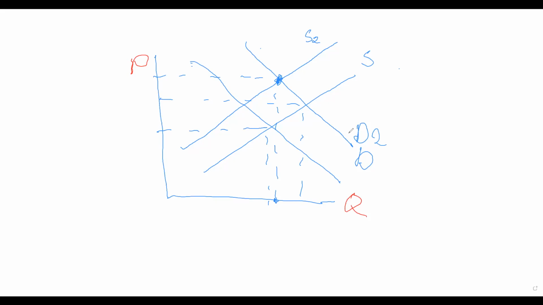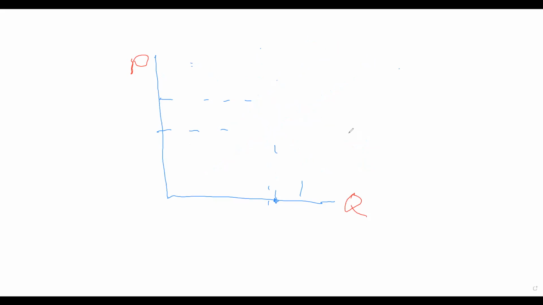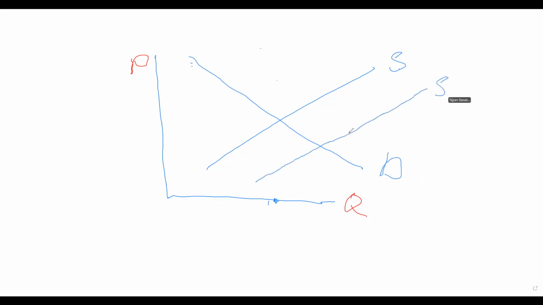For this one, we will need to erase our previous supply curve, and discuss this scenario separately. So let's say here is our supply, here is our demand. We have an increase in our supply. And let's see what will happen.